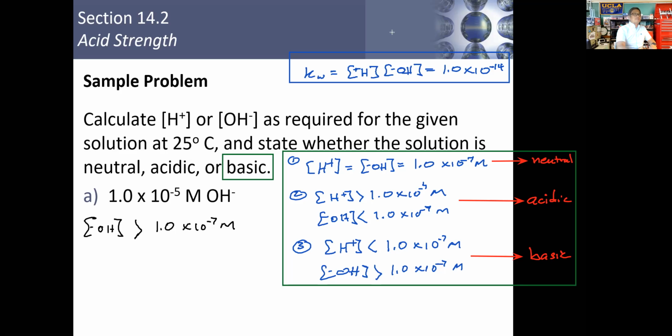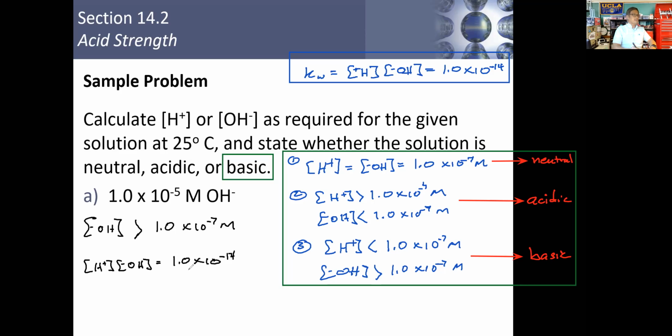All right. So with that said, they ask us to find the hydrogen ion concentration. If we know the hydroxide ion concentration, that's what we know. To find the hydrogen ion concentration, we're going to make use of this formula right here. We know that the hydrogen ion concentration times the hydroxide ion concentration will give us the ion product constant for water, which is 10 to the minus 14. So let me go ahead and do that real quickly.